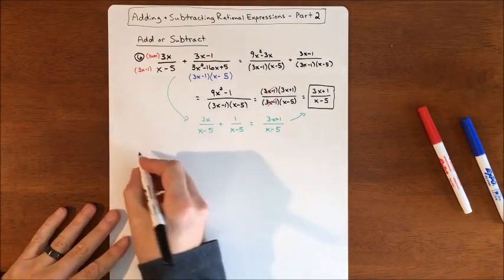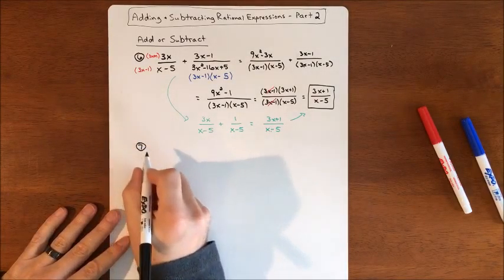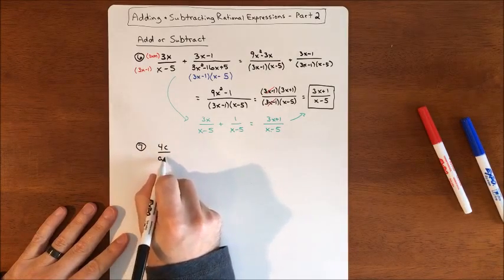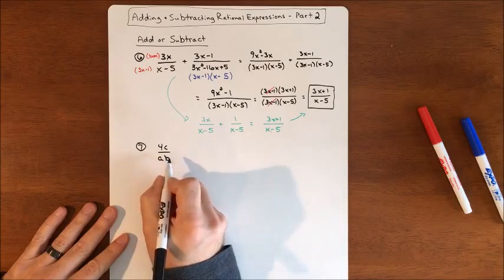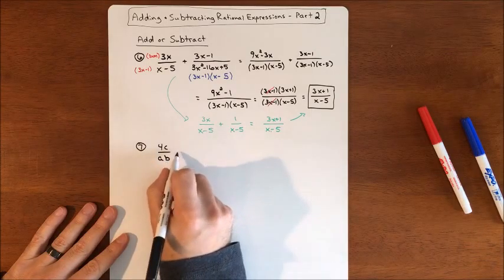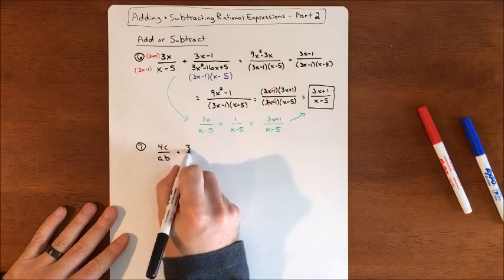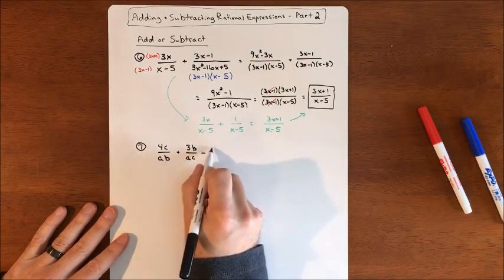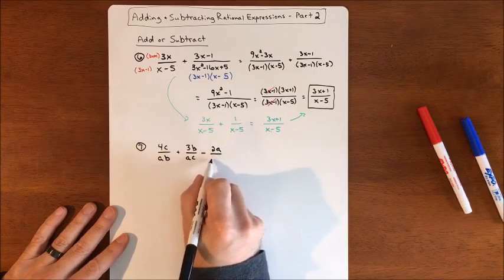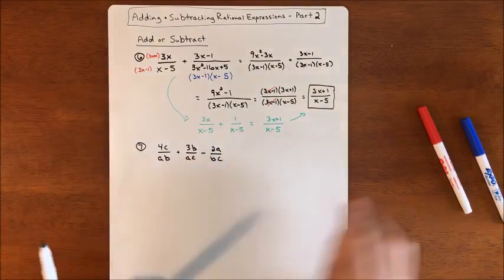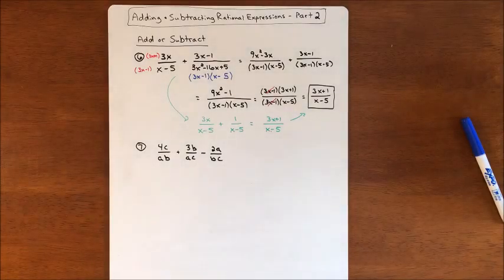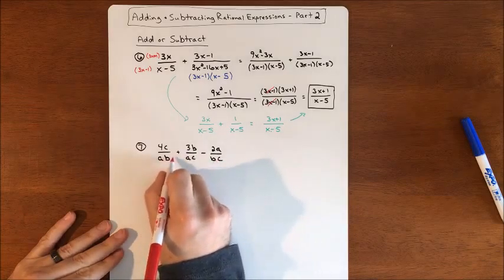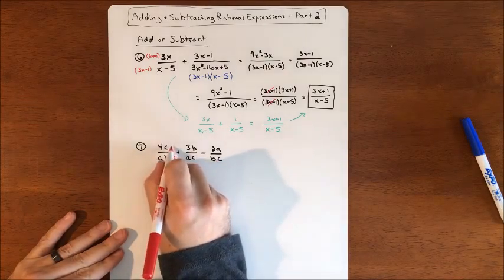All right, so let's do another one. So number 7, we have 4c over ab plus 3b over ac minus 2a over bc. We're looking for common denominators, try to put everything together, and this one has an a and a b, but it doesn't have a c, so we need a c multiplied to this.